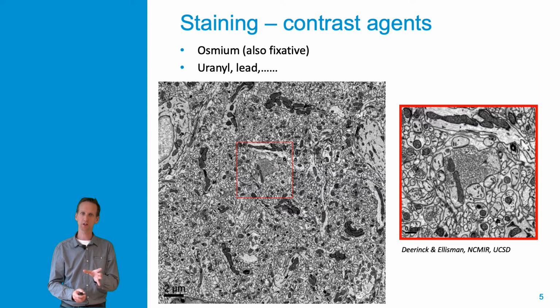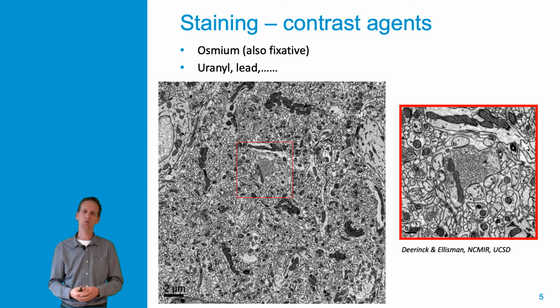After sectioning, the sample is ready for additional staining. An important stain is osmium. Osmium is also used as a fixative, so it may already be present in the sample. Basically, osmium metallizes the membranes in the material, so it gives contrast on the membranes and thus identifies the different biological features that we have in there.